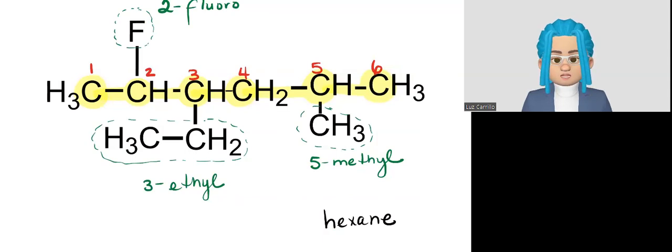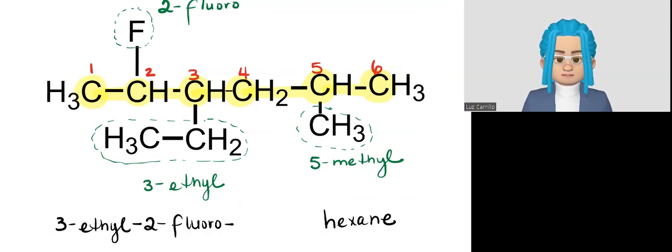When I write in my substituents, I need to put them in alphabetical order. So I start with 3-ethyl. The next substituent that comes in alphabetically is the 2-fluoro. Lastly, I have the 5-methyl. And then my parent, which is hexane. So that's the correct name for this alkane. Let's do the other problem that we have here as practice.